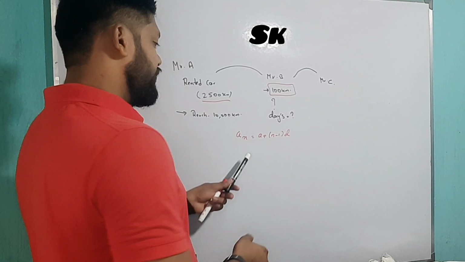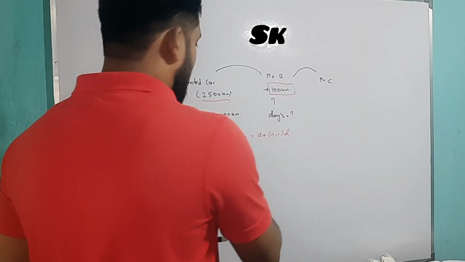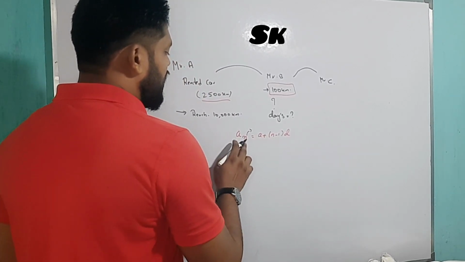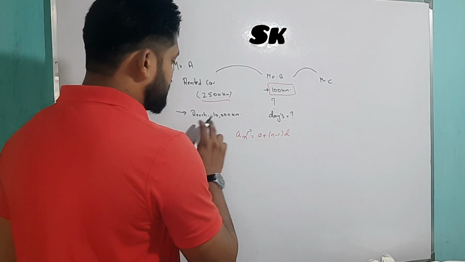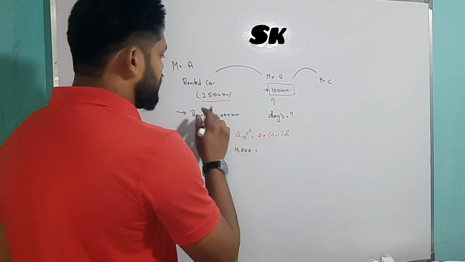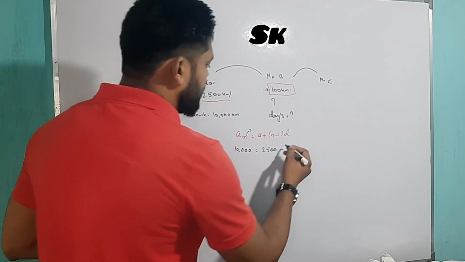Okay, where did I get it from? Obviously we got it from the book only. A_n means this is the last term, the last value which I have to reach, and the last value is 10,000. You just understand that. After that I will explain. The first term is 2,500. First let me get your answer, after that I will tell you.